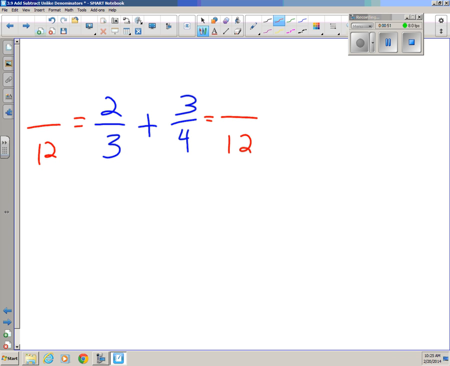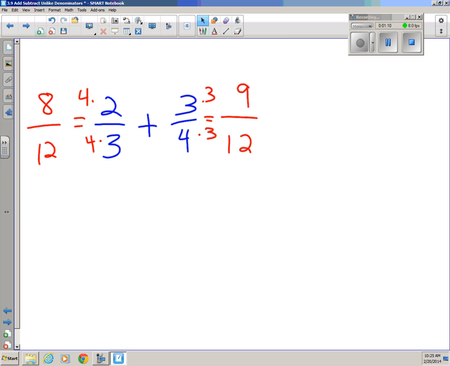Well, how do you get from 4 to 12? You've got to multiply by 3. So whatever you do to the bottom, you do to the top. 3/4 is equivalent to 9/12. 2/3, get that into twelfths, multiply the denominator by 4. Whatever you do to the bottom, you do to the top. So this now becomes 2/3 is equivalent to 8/12.